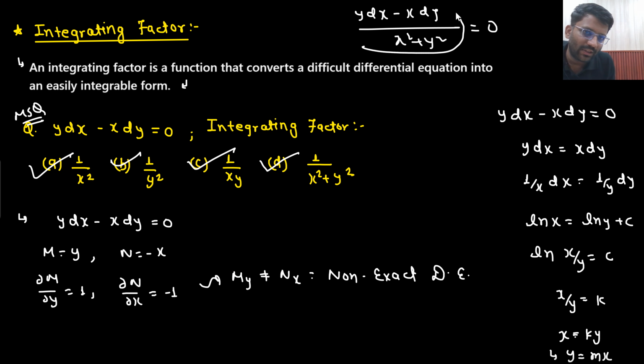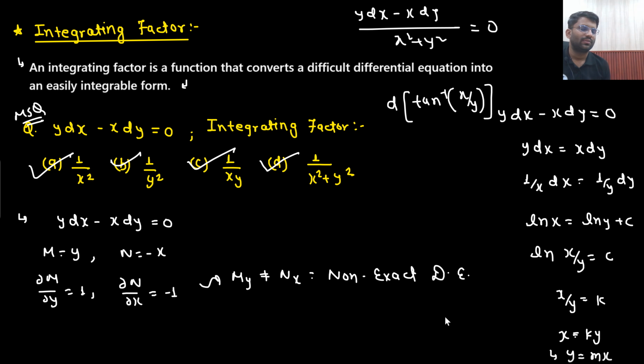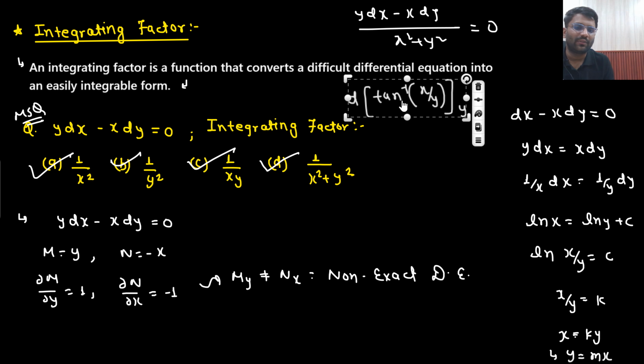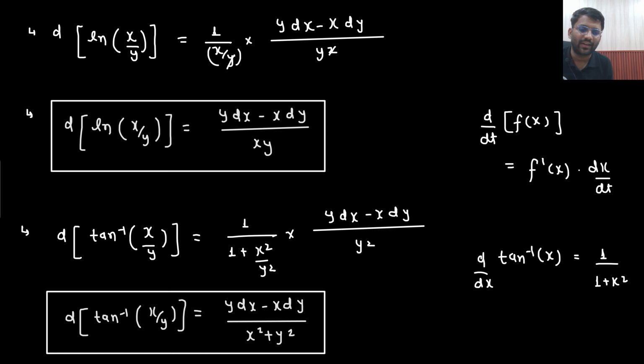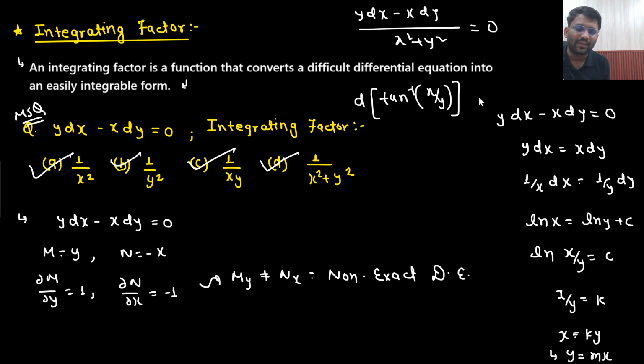Now what is this thing? This particular thing could be written as d of tan inverse x by y. Say yes or no? This is how it could be written. This particular thing could be written as d of tan inverse x by y. Here I have shown it. This is something that we are getting: y dx minus x dy over x square plus y square. So that would be equivalent to 0.